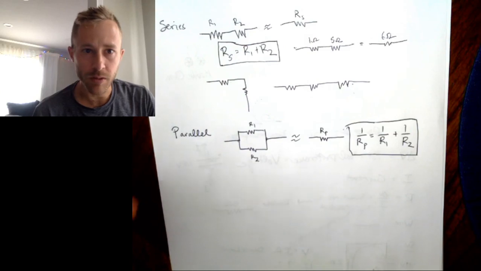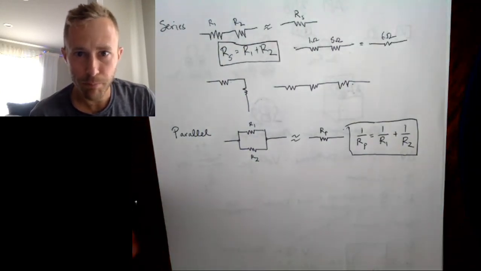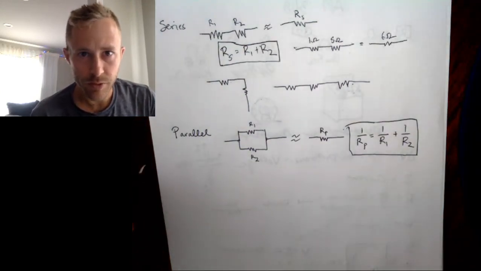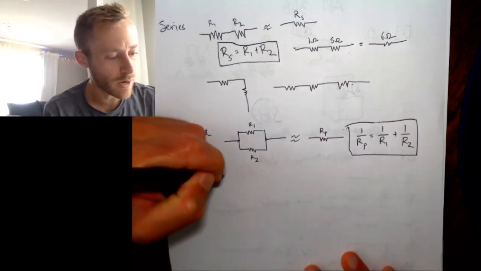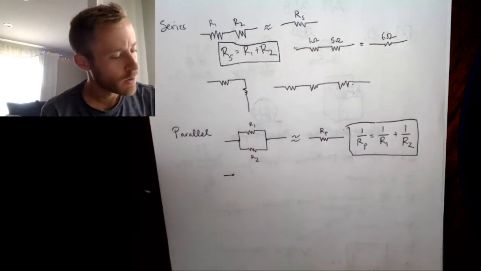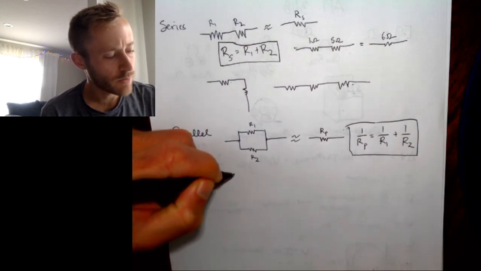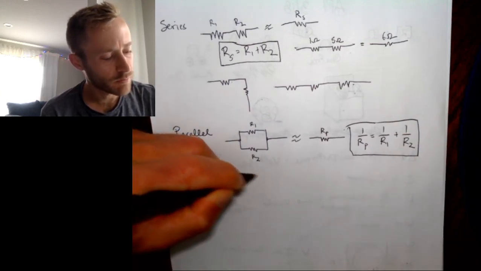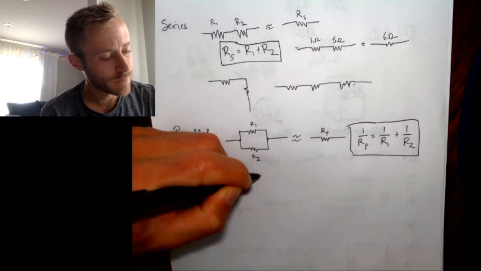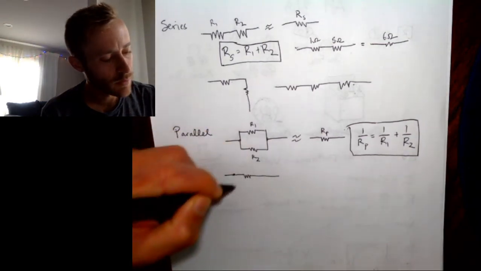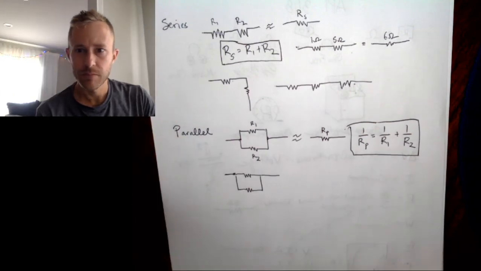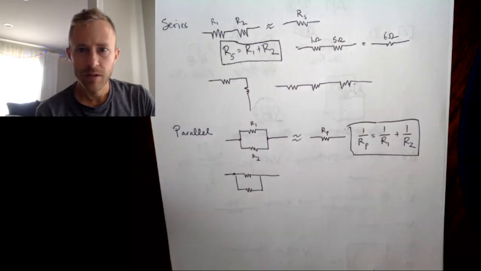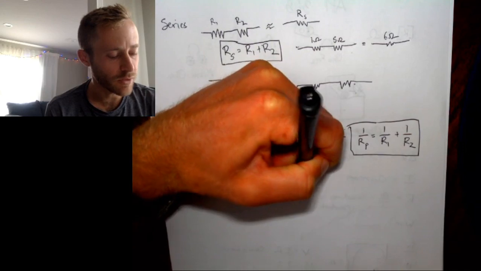Let me show you some other ways that we could draw this. So we could have it drawn like this. You could draw parallel resistors like this.